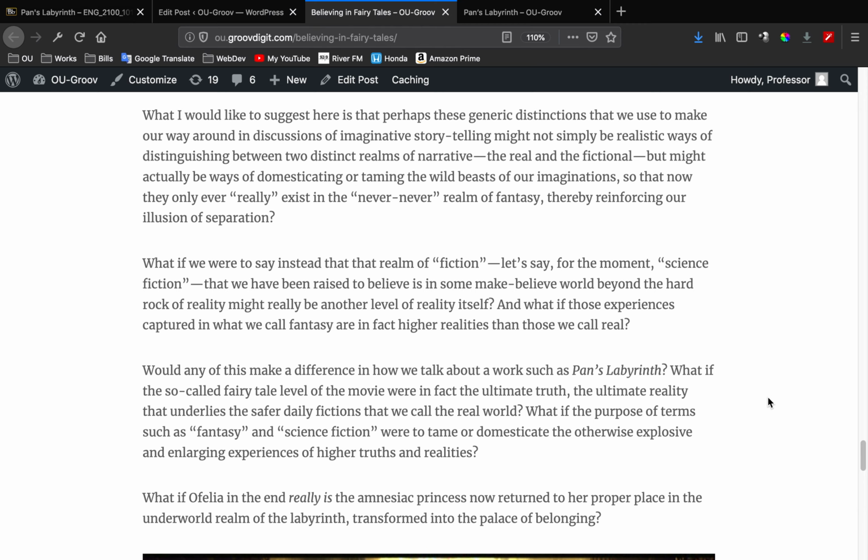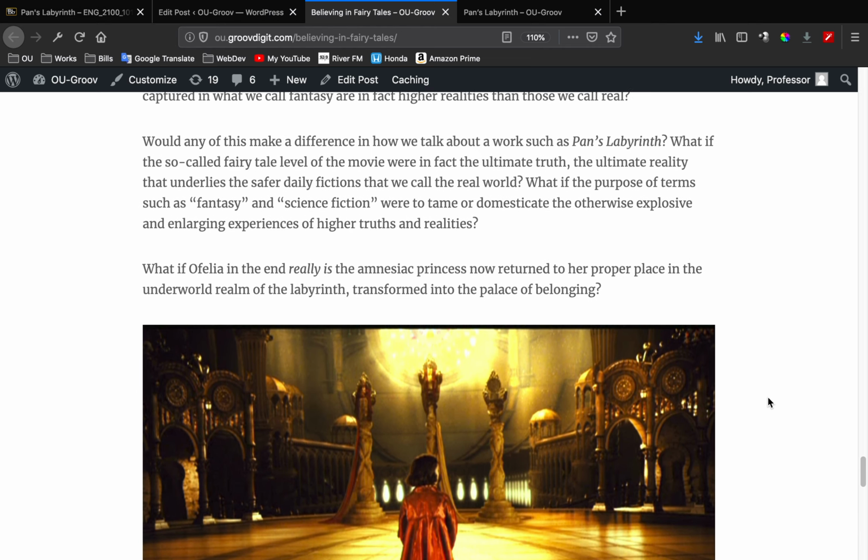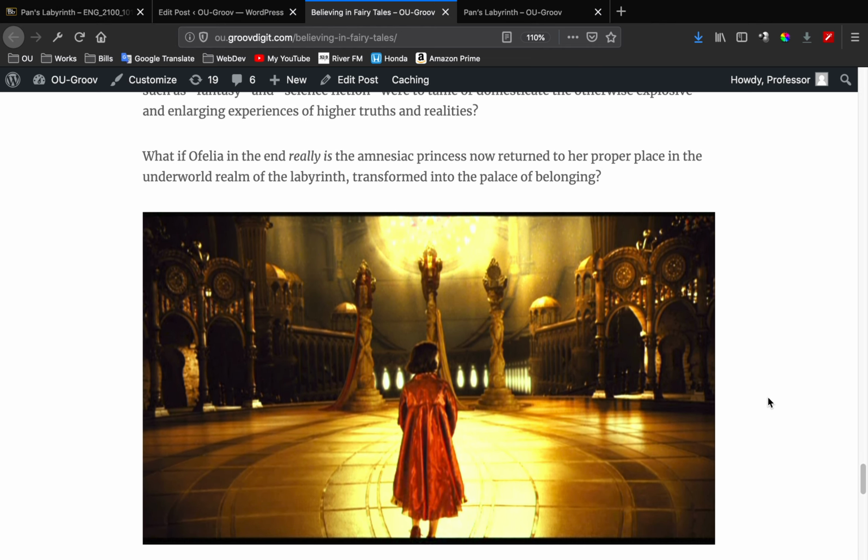What if the so-called fairy tale level of the movie were in fact the ultimate truth, the ultimate reality that underlies the safer daily fictions that we call the real world? What if the purpose of terms such as fantasy and science fiction were to tame or domesticate the otherwise explosive and enlarging experiences of higher truths and realities? What if Ophelia, in the end, really is the amnesiac princess, now returned to her proper place in the underworld realm of the labyrinth, transformed into the palace of belonging?